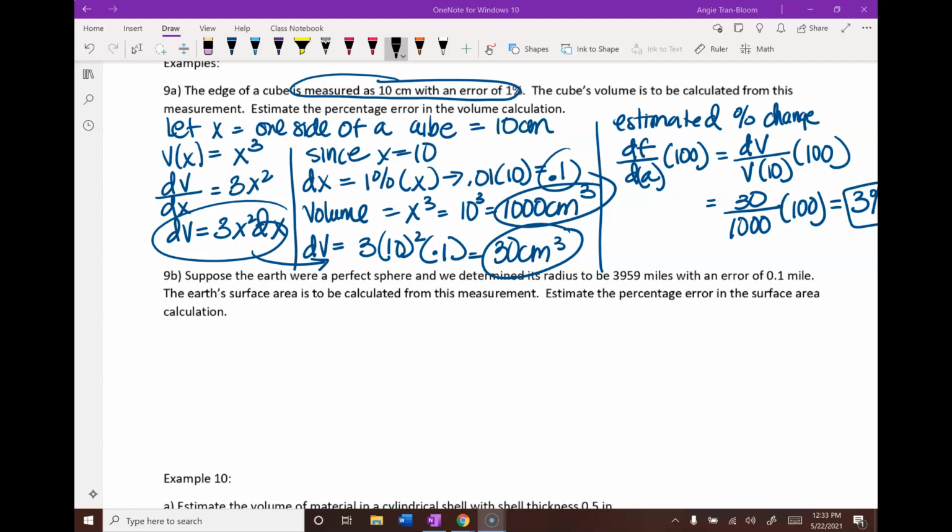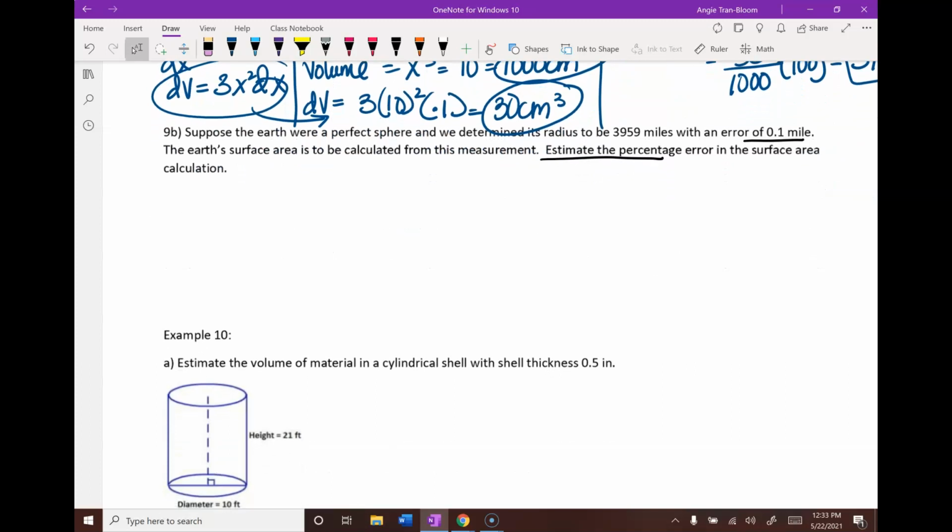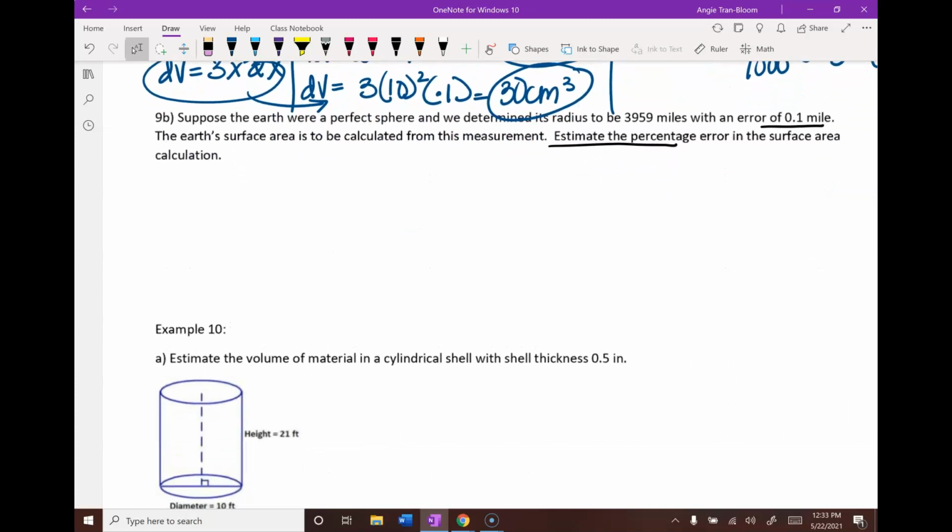All right, B said, suppose the Earth were a perfect sphere and we determined its radius to be 3,959 miles, with an error of 0.1 of a mile. The Earth's surface area is to be calculated from this measurement. Estimate the percentage error in the surface area calculation. And obviously, guys, you know, I love application, and this is as real as it's gonna get, right? Anytime we humans do anything, there's always going to be some sort of error in calculation, or an error in measurement, or just could be called a human error.